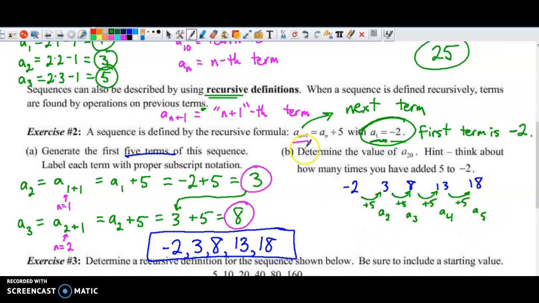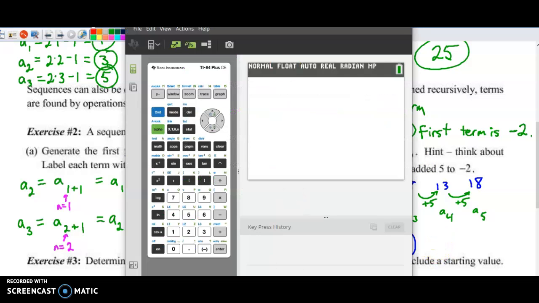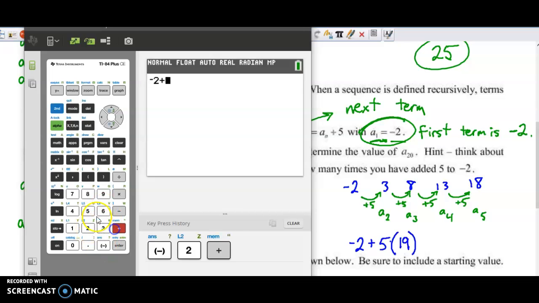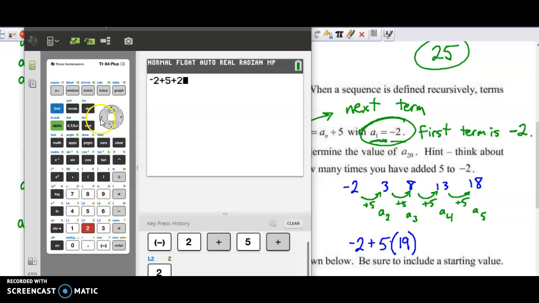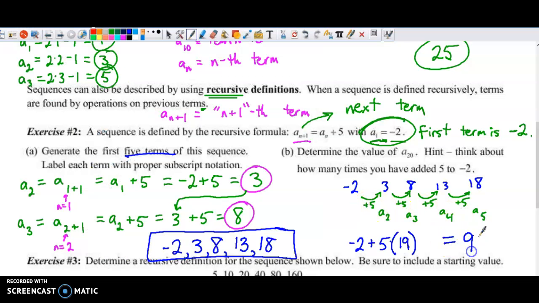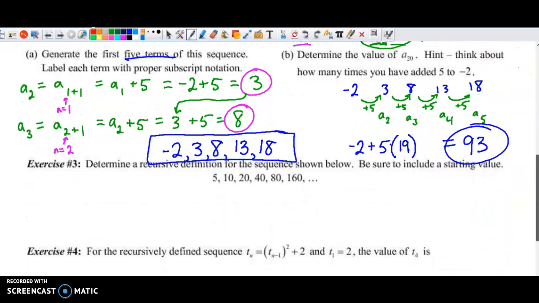So the thought process, and this is actually the right formula, is from -2, you have to add 5 for the 20th term. You have to add 5 19 times. So what I'm going to do is just go to the calculator. Instead of doing -2 plus 5 19 times, oops, totally missed that one. What you can do is do -2 plus 5 times 19, and you'll get the correct answer of 93. Feel free to think of other ways to get that answer, but that's the overall thought process there.